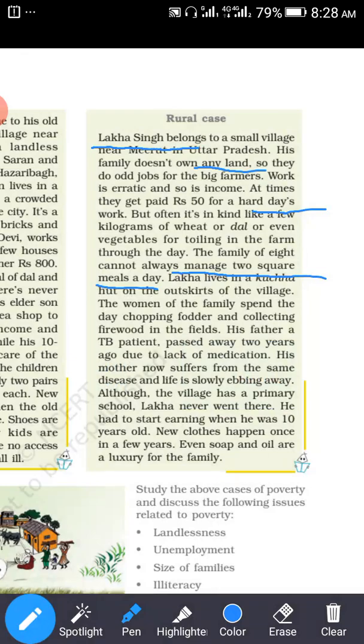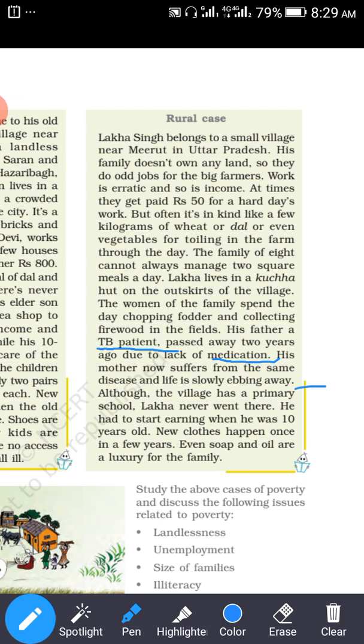And the women of the family spend the day doing what? Chopping fodder. And in your surroundings also you have seen people coming to chop fodder and collect firewood. I think you have all seen this, especially these days. And his father was a TB patient. Why? Because they were unable to fulfill basic needs, even for health. So he passed away 2 years ago due to the lack of what? Lack of medications. Yes. And the mother now suffers from the same disease and life is slowly ebbing away.